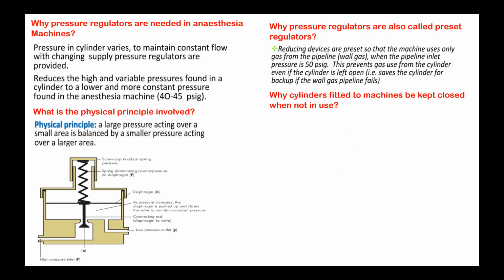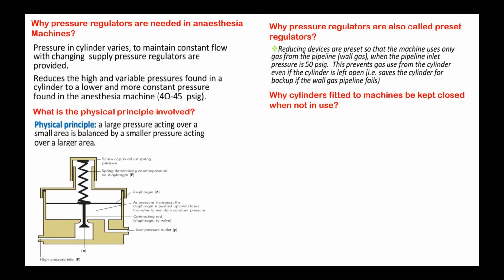So in machines fitted with central supply or pipeline supply, having a spare cylinder, we should always be able to use that cylinder when there is an unexpected fall or a complete cutoff of supply from the pipeline. But if you keep the cylinder open, what will happen? Even if there is a small drop in the pressure from the pipeline, the cylinder will be preferably used and the cylinder will become empty.